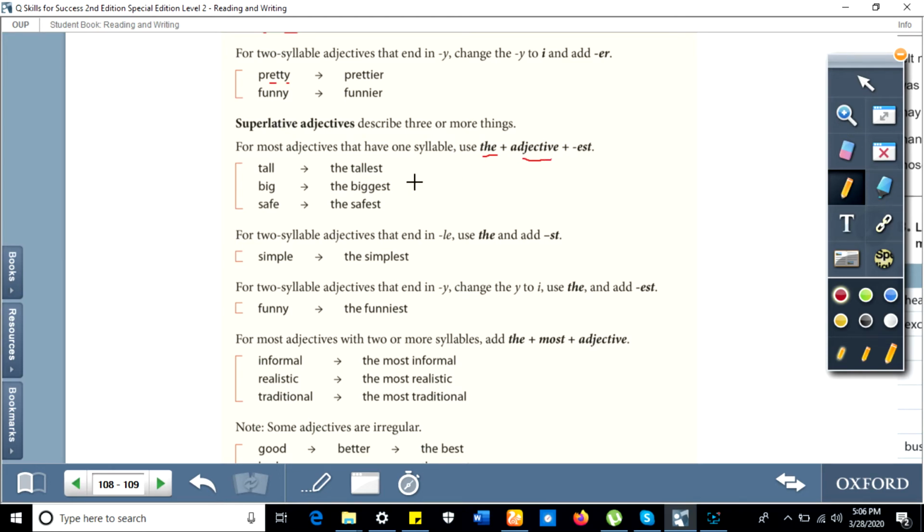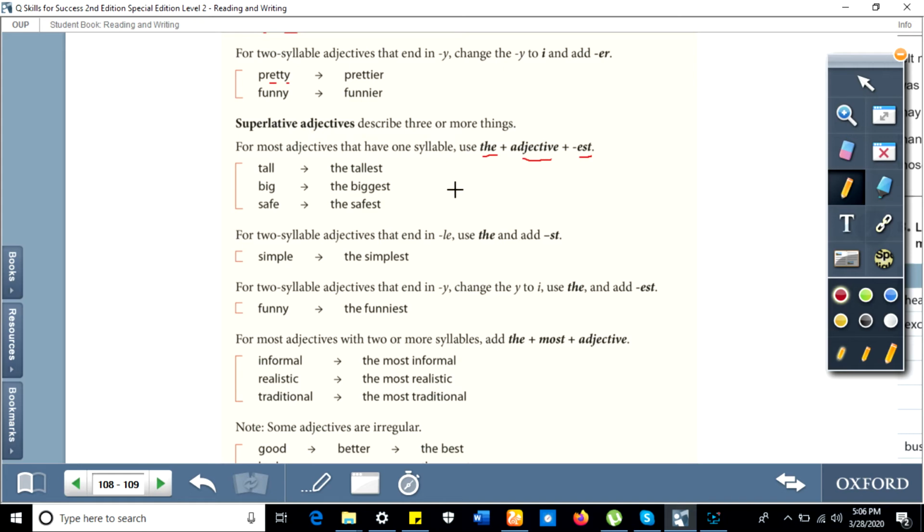For this situation, when there is a one syllable adjective like this, you can use est with it. But you have to use the. This is very important. All right, so again, we have to go back and understand superlative adjectives first.